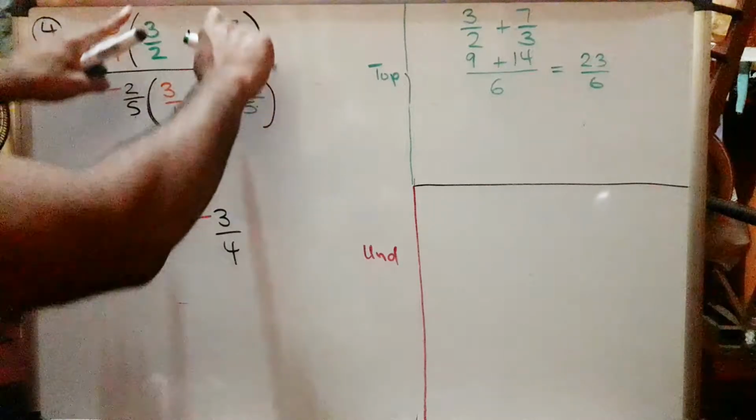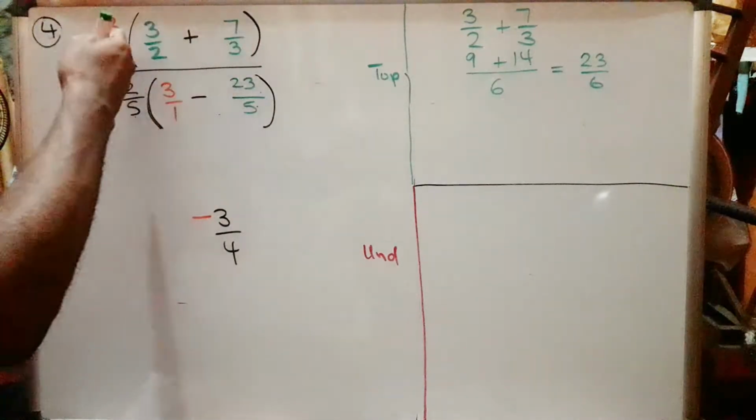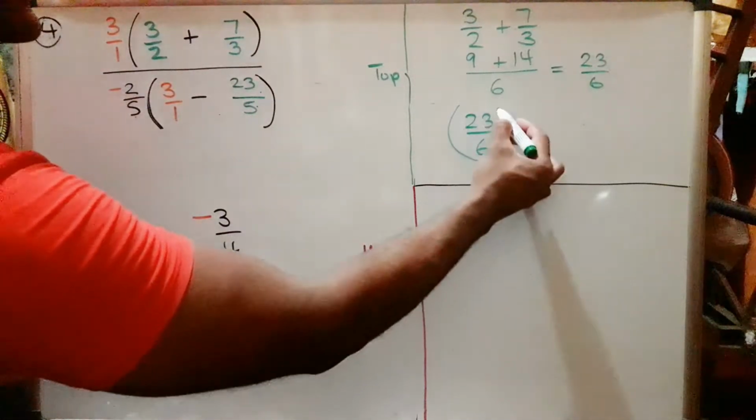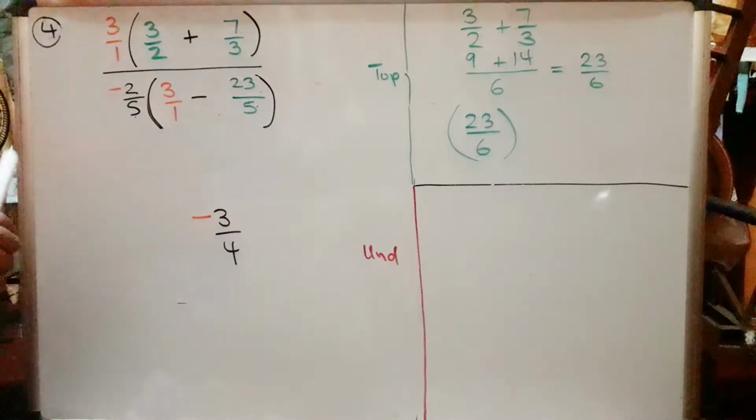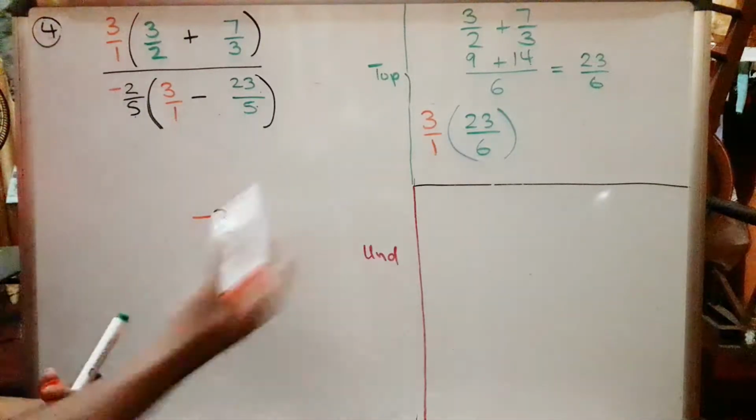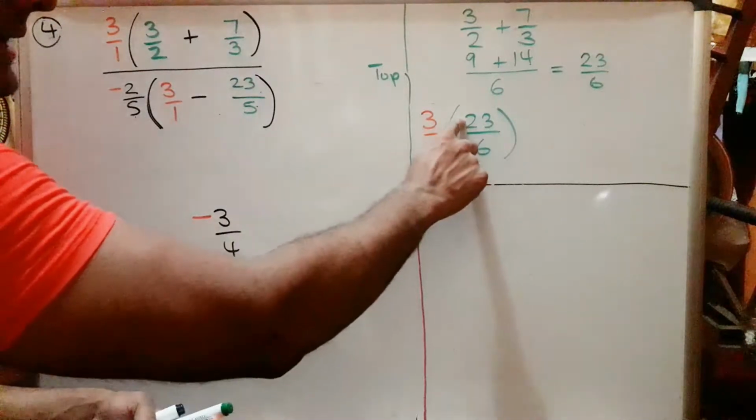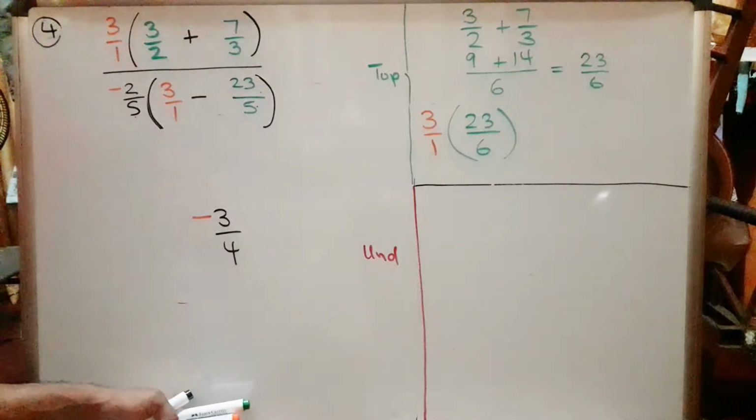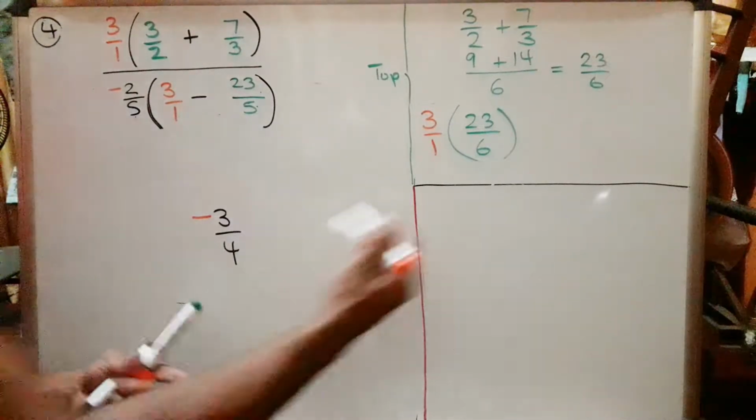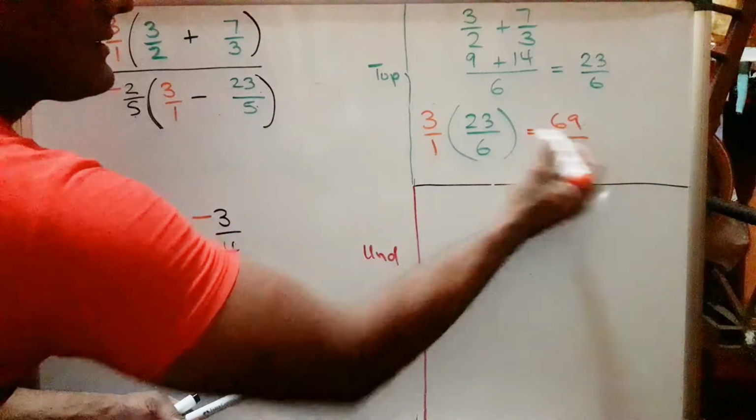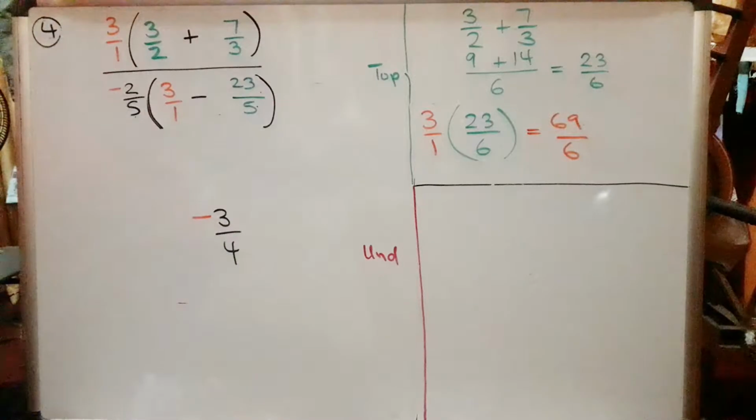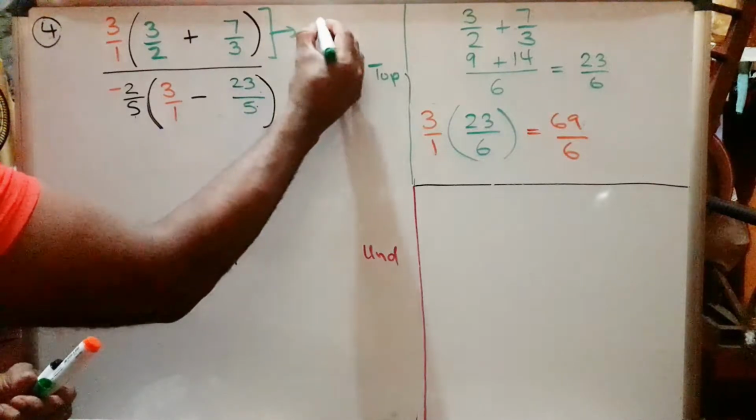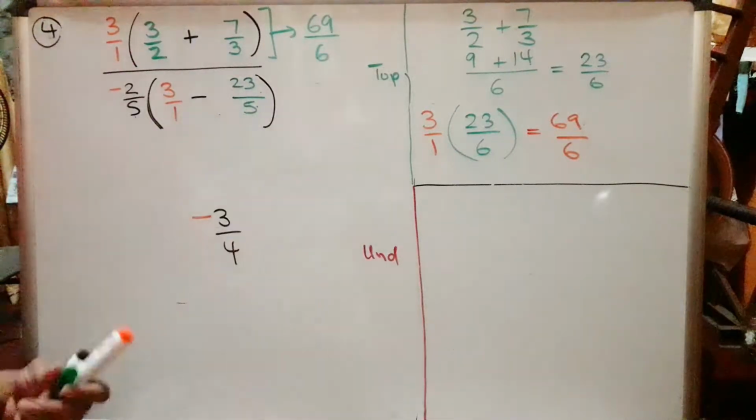But that's just this. I only worked out the brackets. We still have to multiply by 3 on 1. So that 23 on 6, we still have to multiply it by 3 on 1. We're going to multiply the top by the top, the underneath by the underneath. So 3 by 23, I must clear my calculator, 3 multiplied by 23 is 69, and 1 multiplied by 6 is 6. So we have just simplified the whole top. When we simplify the whole top, we get 69 divided by 6.